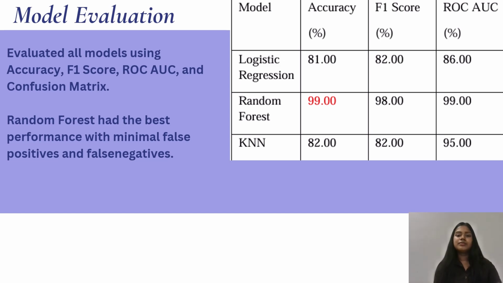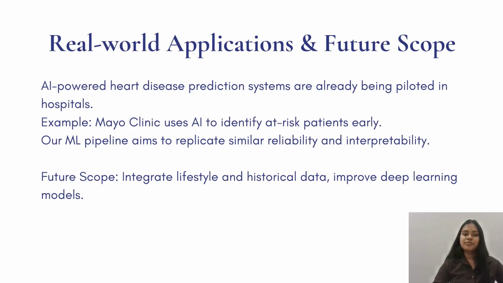Now I'm going to explain some real world applications and future scope. AI-powered diagnostic systems are already being used in many hospitals. For example, the Mayo Clinic uses AI to flag patients at risk of heart disease early, even before symptoms appear. Our ML pipeline aims to offer similar benefits: accurate predictions and transparent reasoning behind them. In the future, we plan to include lifestyle factors like diet, exercise, and medical history.